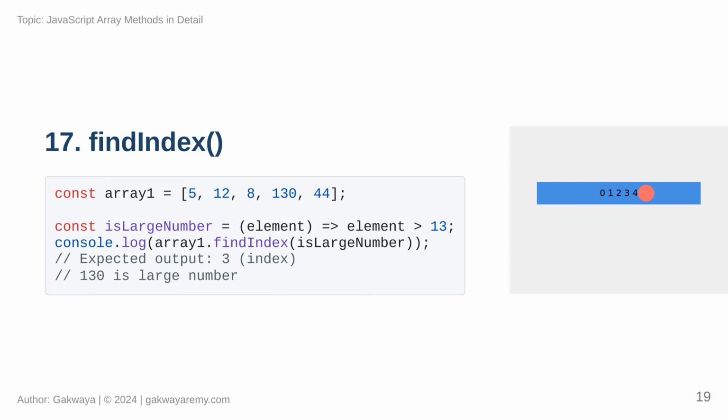findIndex is similar to find, but returns the index instead of the value. It returns -1 if no element passes the test. This method is particularly useful when you need the position of an element rather than the element itself, perhaps for later manipulation of the array.